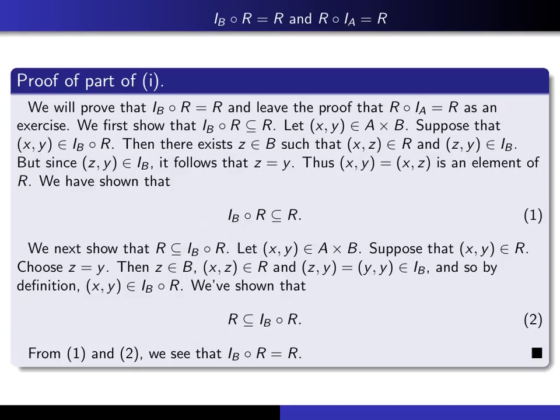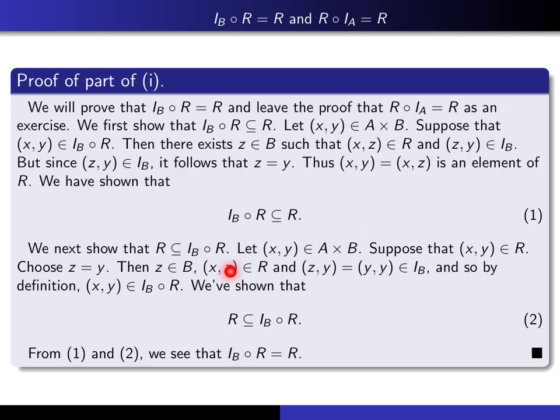And in order to prove the existence of that linking element, we have to figure out how to choose it. I looked ahead and I realized that the correct way to choose it is to choose z equal to y. So let's see why that works. If z is equal to y, we know that z is an element of B, right? Because y is an element of B.